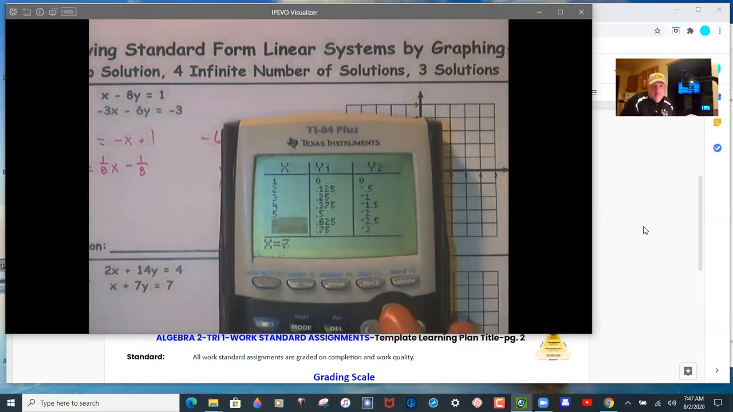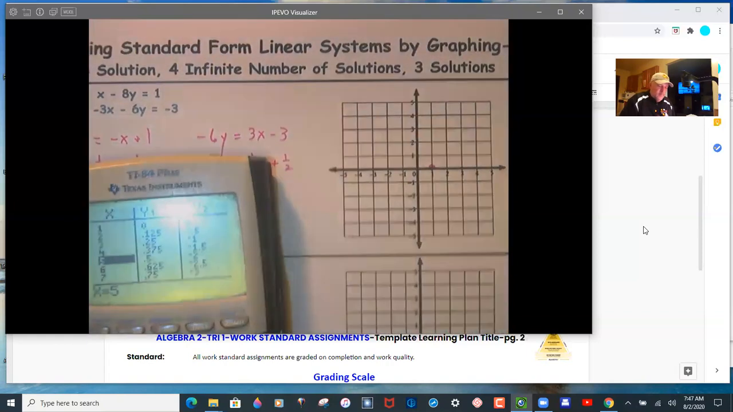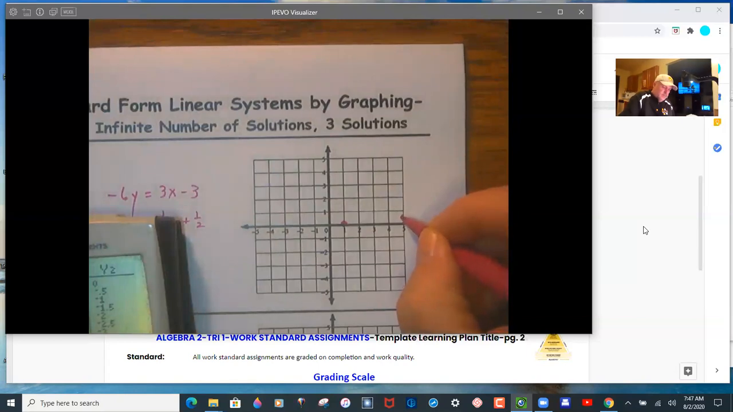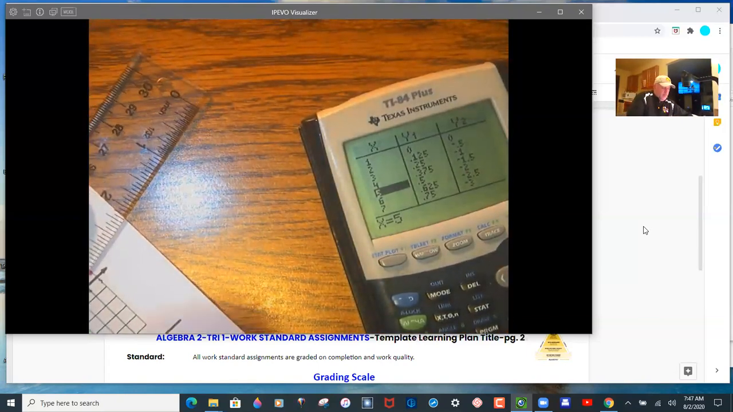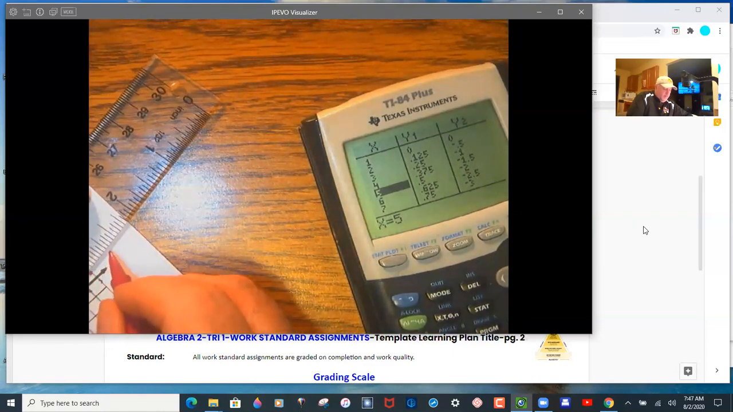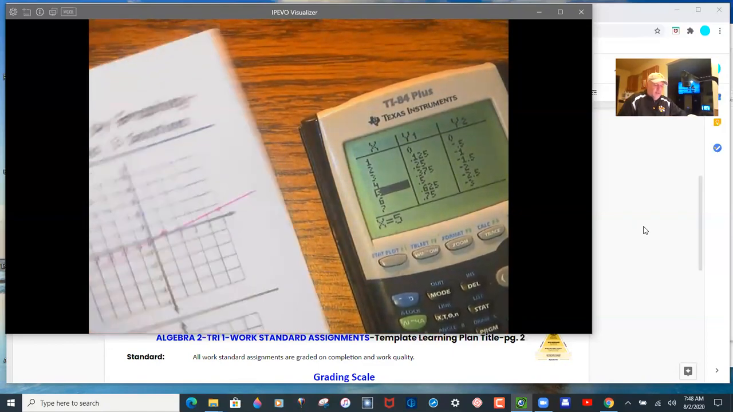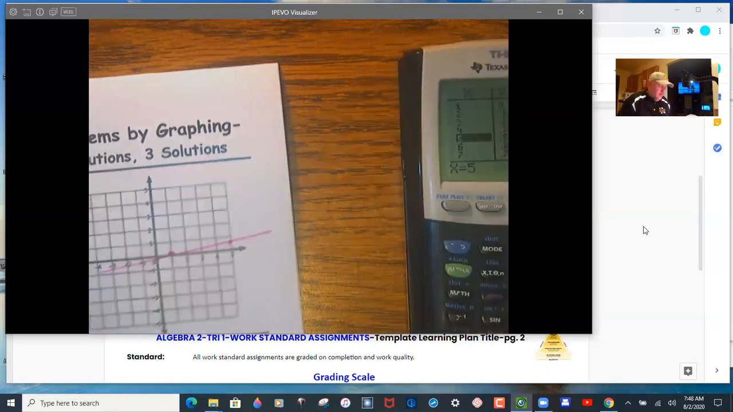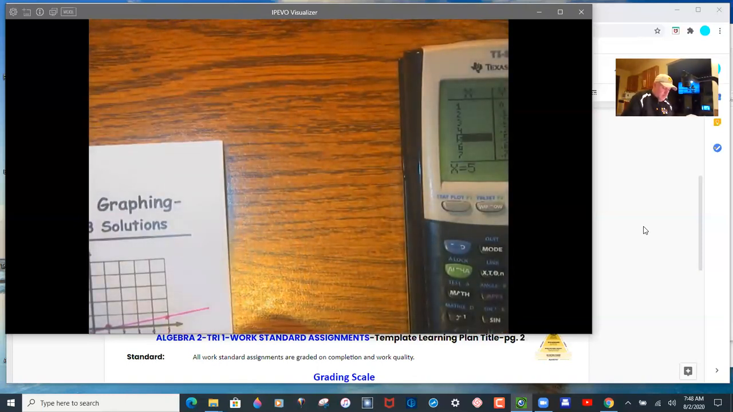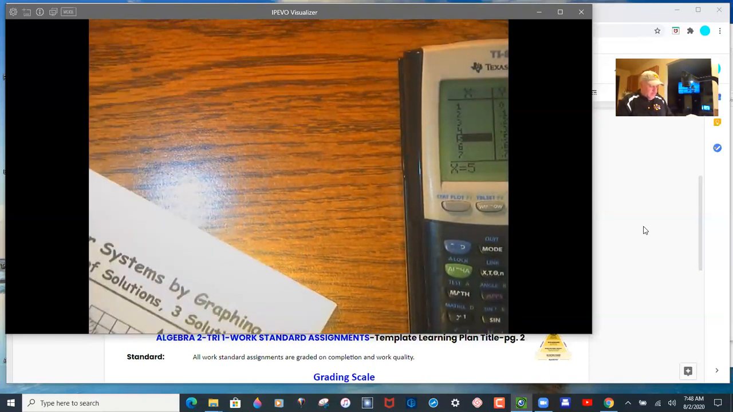So 1/2 negative, or 5 1/2 for one graph. So you got to use the x coordinate with each y, and then that goes through. And then 5 negative 2. So this is what the two lines will look like.